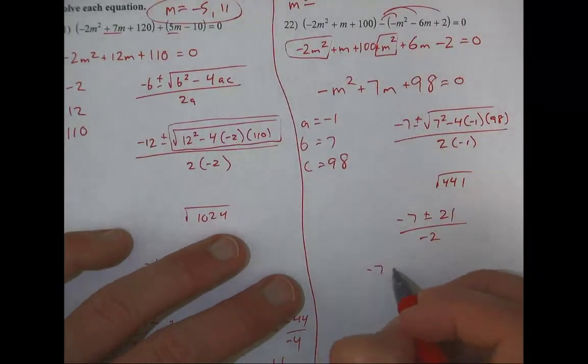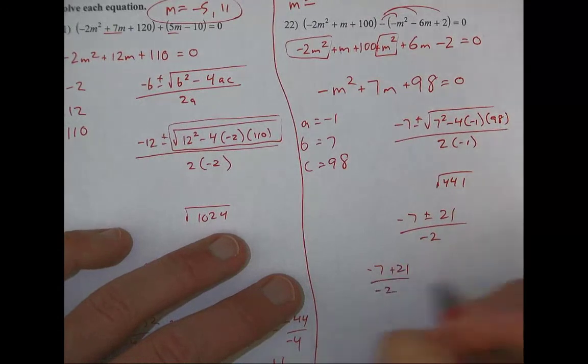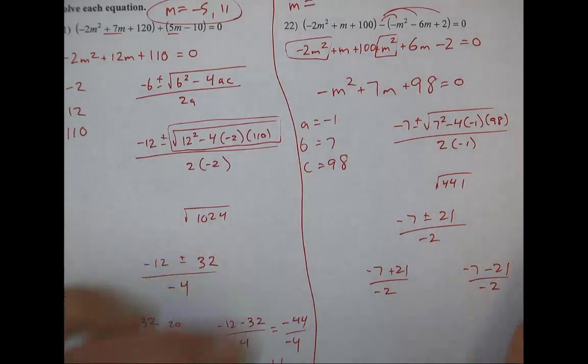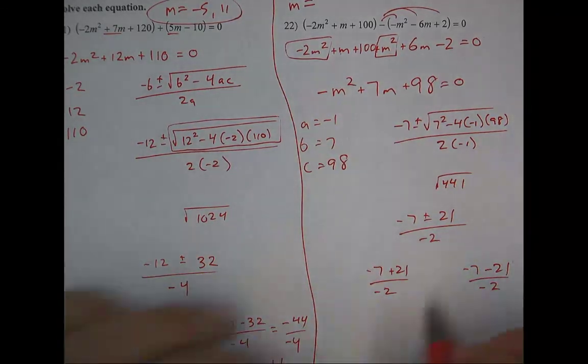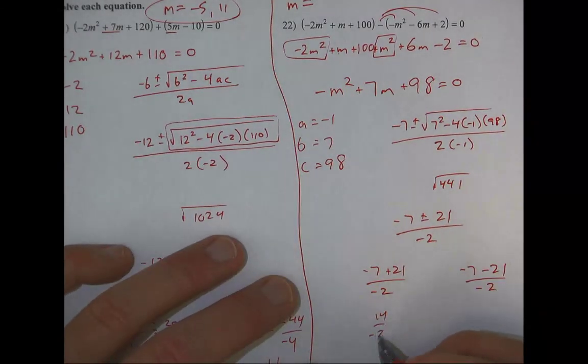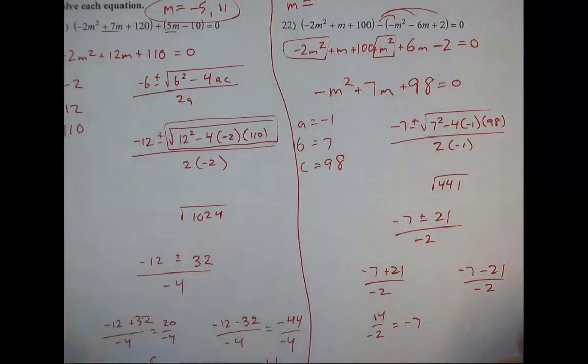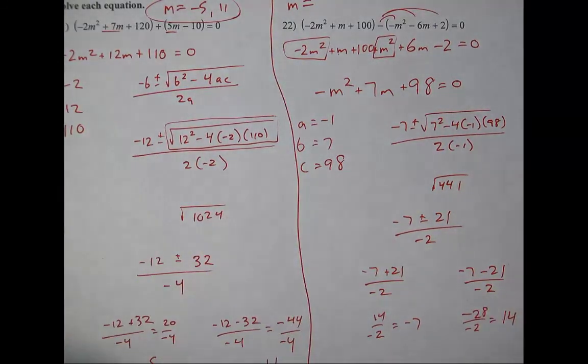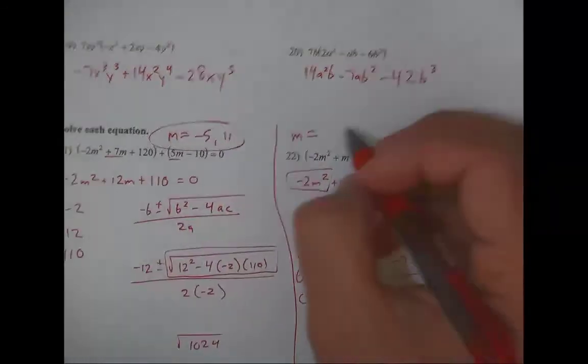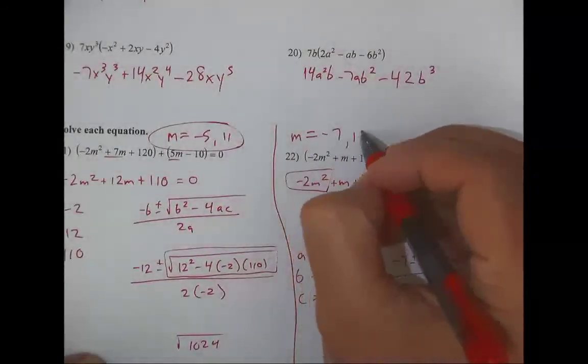Split it in 2. So we get 14 over negative 2. That's negative 7. This is negative 28 divided by negative 2, which is positive 14. So negative 7 and 14 are my final answers.